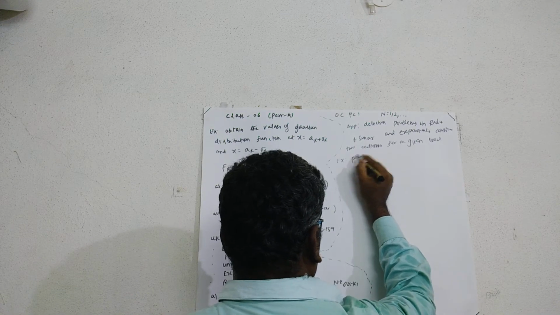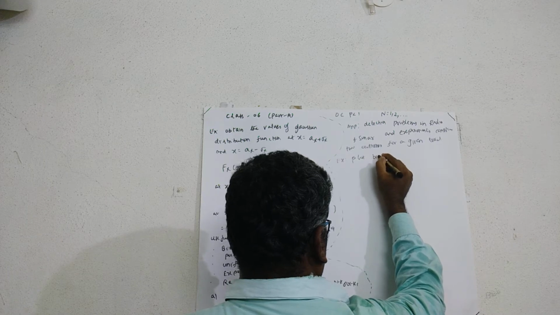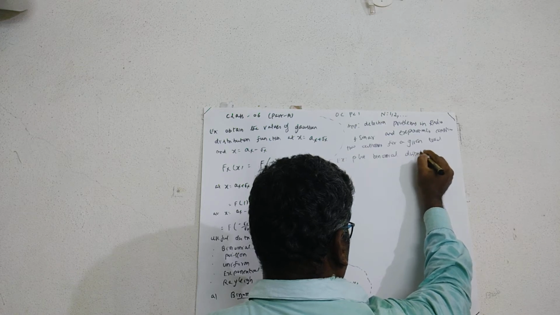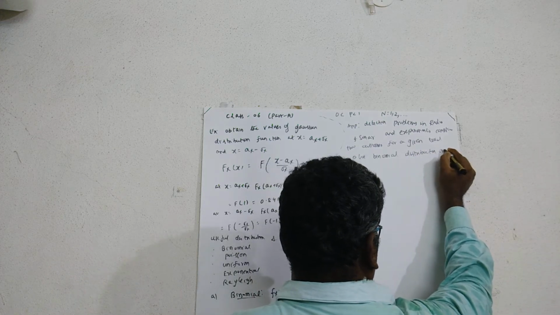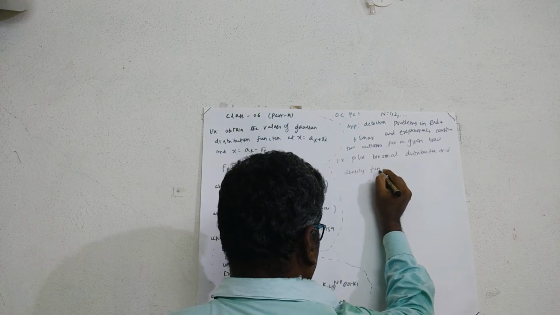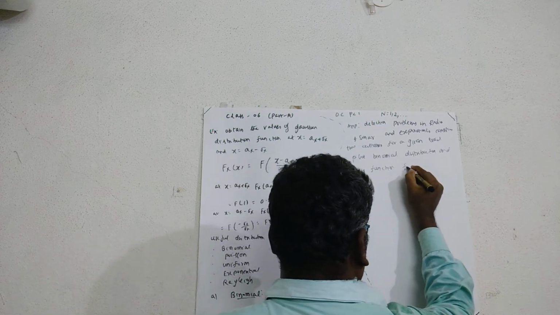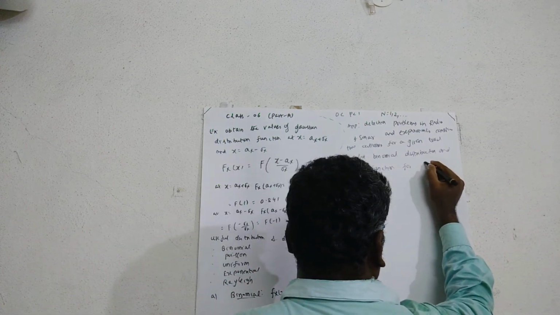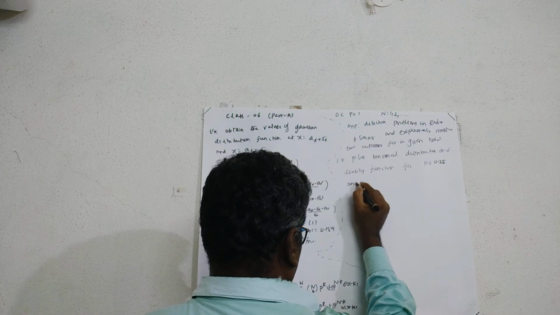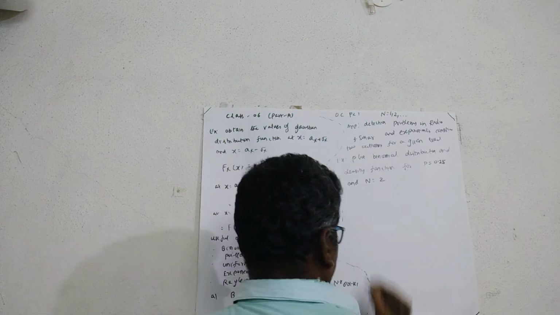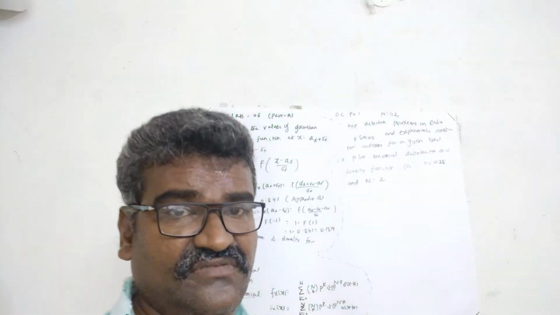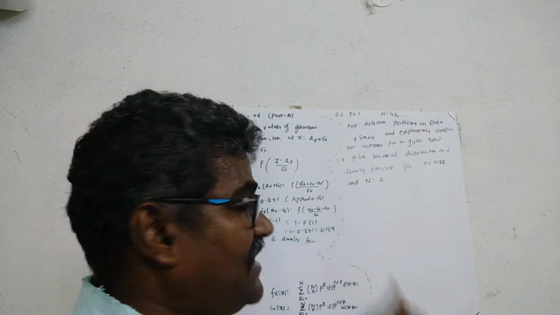Plot binomial distribution and density function for p is equal to 0.25 and n is equal to 2. Okay, we need to plot the distribution and density function for a binomial random variable.